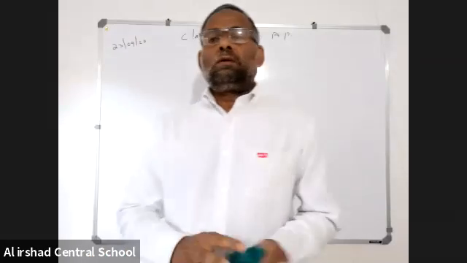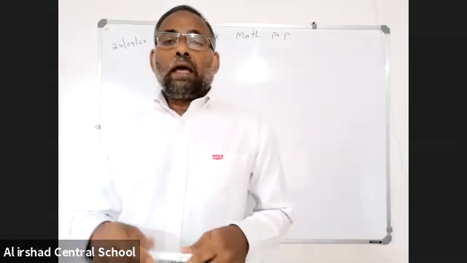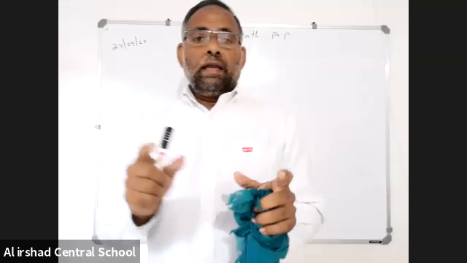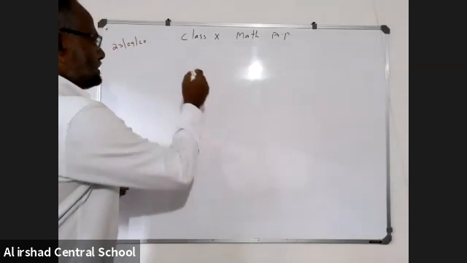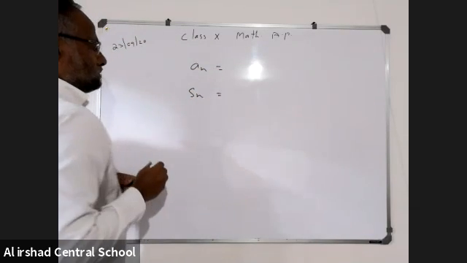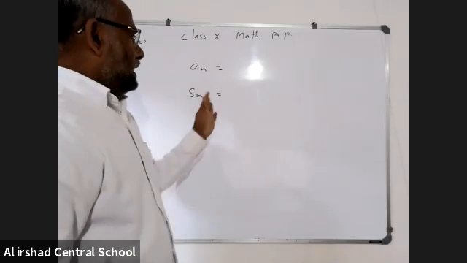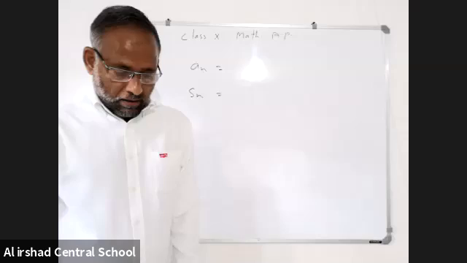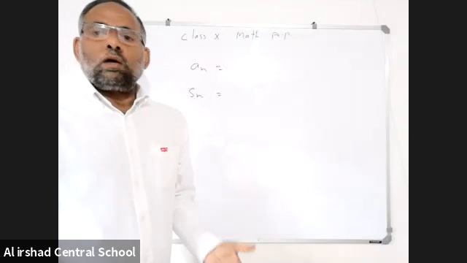Good morning. I am talking about An and Sn. An is the nth term, and Sn is the sum. I want the difference. You know the formula: two formulas for Sn and one formula for An. So what is this An? What is this Sn?